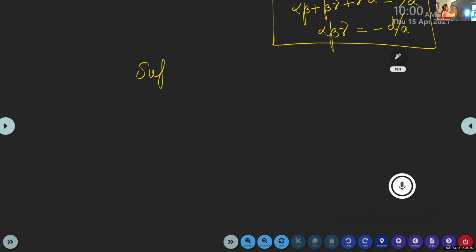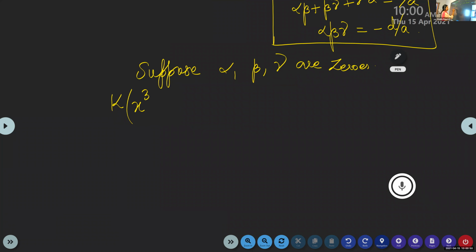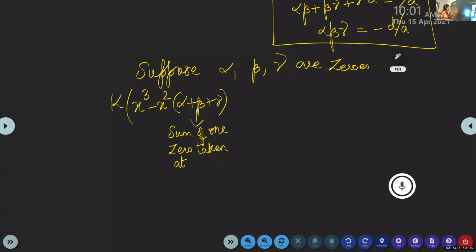Listen, children. Suppose we are given three zeros, alpha, beta, gamma. Then the cubic polynomial is given by k into x cube minus x square into the sum alpha plus beta plus gamma. This one we call the sum of zeros, or sometimes the sum of one zero taken at a time. We are adding one zero at a time.